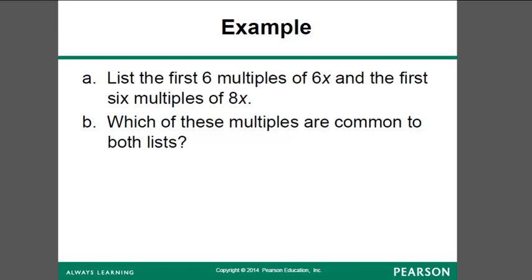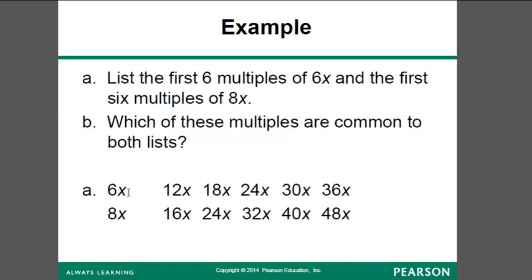finding multiples. What I mean by multiples is taking the first number and then multiplying it by 1, 2, 3, 4, and so forth. So whenever I ask to list the first 6 multiples of 6x and the first 6 multiples of 8x, I'm literally asking you to say 6x times 1, 6x times 2, 6x times 3, and so forth, until you get to 6x times 6. And the same thing with 8x.